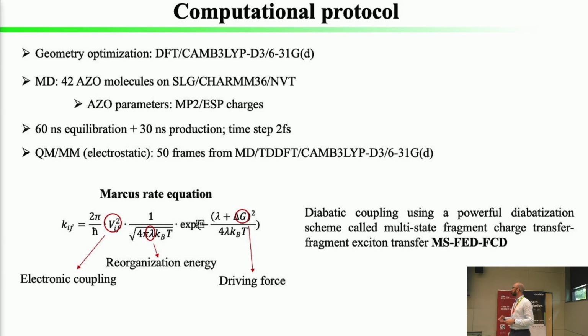We consider an assembly of this nanographene on graphene to consider the thermal effect. Then we extract different frames from this molecular dynamics simulation, and we do electrostatic embedding QM/MM. And on each frame, we calculate the electronic coupling, ionization energy, and driving force to get the Marcus theory rates for the different photo-induced processes that I mentioned before.